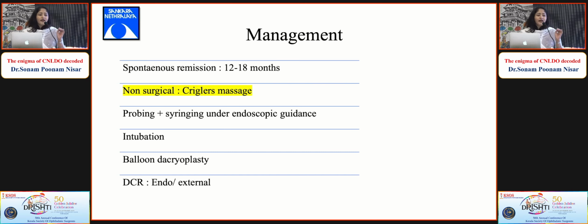That can be done by Crigler's massage. Now, this Crigler's massage goes back 100 years. It was first described by Crigler in 1923. And it's a very simple thing. I will show you how to do that, and we'll talk about management as and when we proceed.